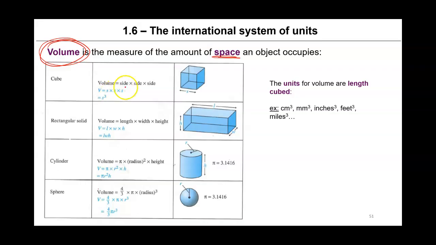It's important to realize in all of these formulas, we're always going to be multiplying 3 lengths together. So what that means for us is that the units for volume are always going to be length cubed. So in SI units, you might see things like centimeters cubed, millimeters cubed. In traditional units, you might see things like inches cubed, feet cubed, or miles cubed. We're going to be measuring volumes almost every lab class.